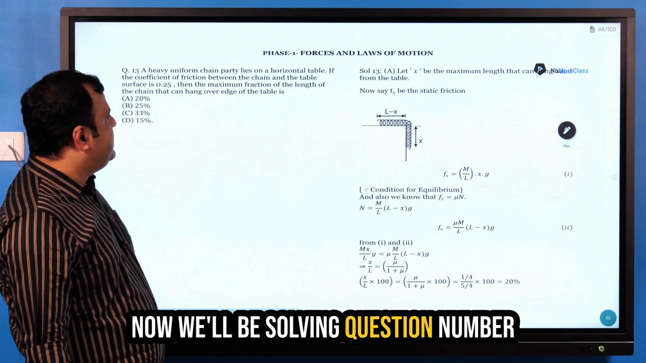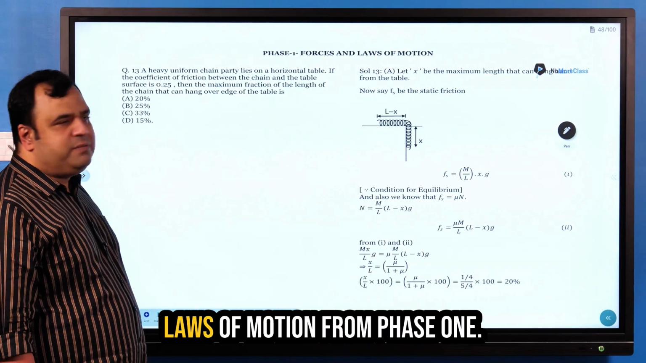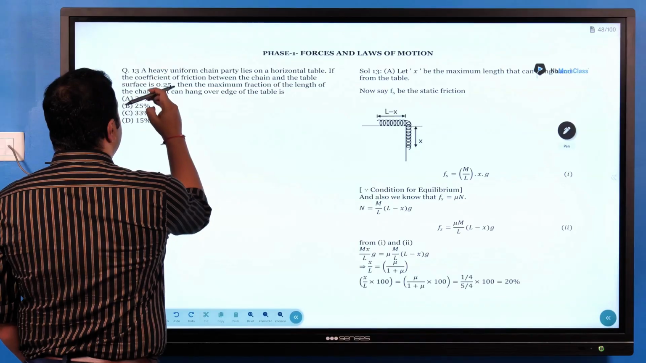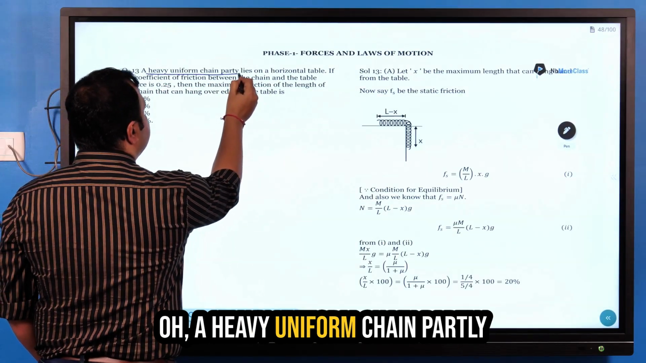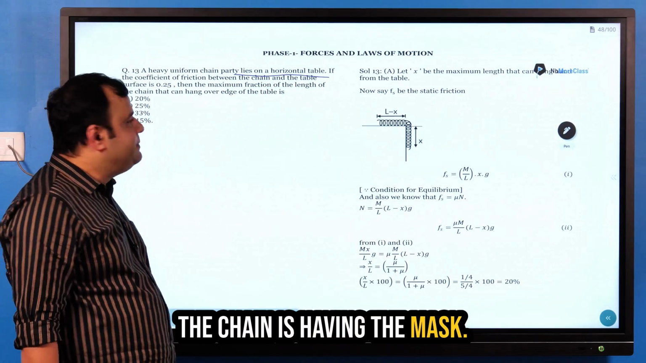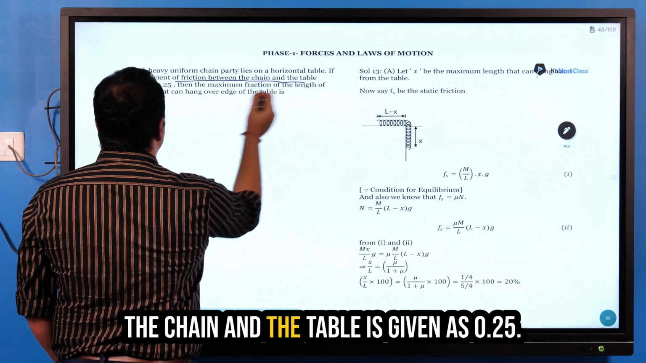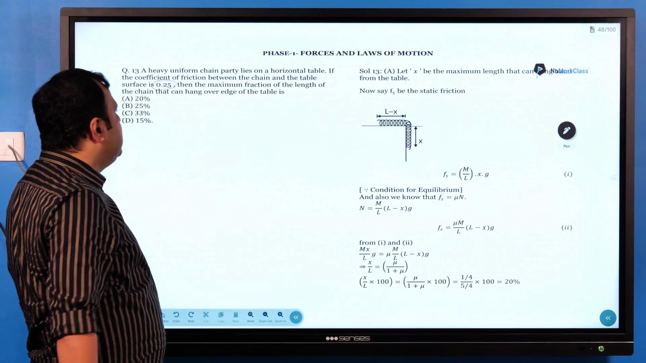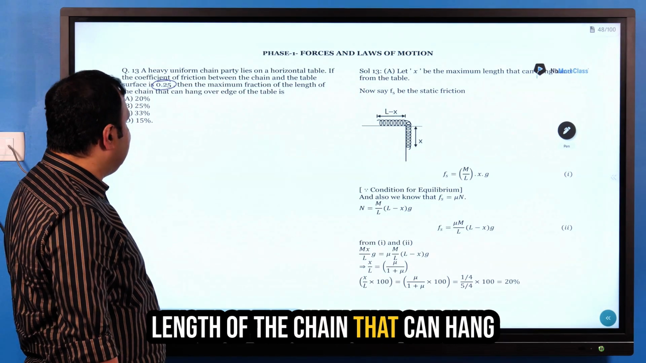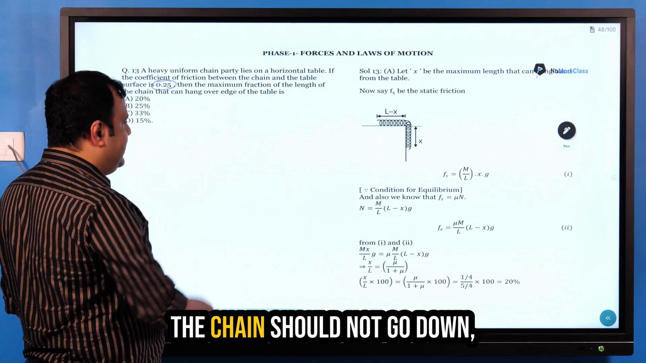Now we'll be solving question number 30 from exercise 2 from the chapter Laws of Motion from phase 1. Let's see the question. A heavy uniform chain partly lies on a horizontal table, meaning the chain has mass. If the coefficient of friction between the chain and the table is given as 0.25, then the maximum fraction of the length of the chain that can hang over the edge of the table is, meaning the chain should not go down.